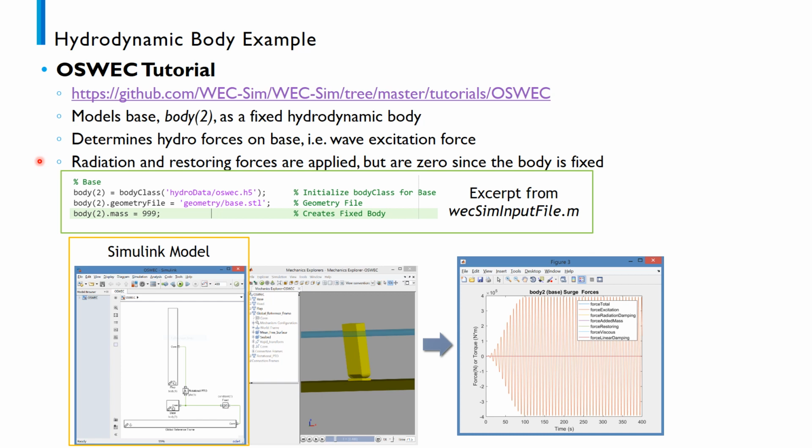The fixed hydrodynamic body is defined in the input file with an H5 file, an STL file, and a placeholder mass and inertia. The constraint attached to the body determines whether it is fixed or free. In the results, we see that the excitation force is non-zero. Other forces are calculated but are zero because the body has no motion.